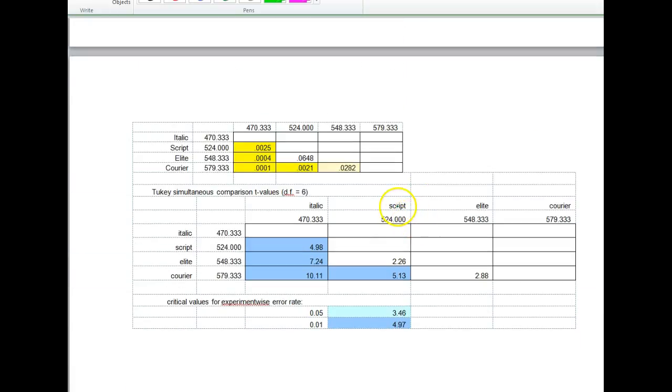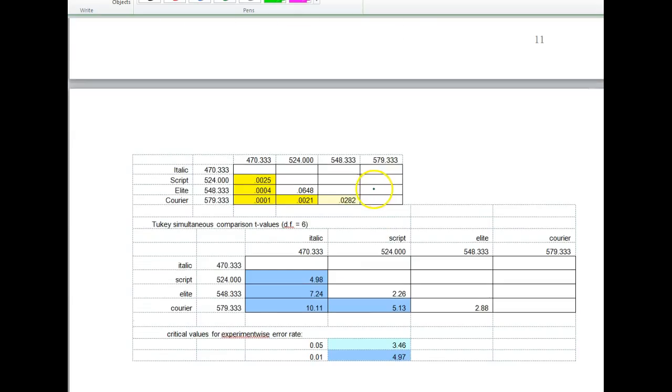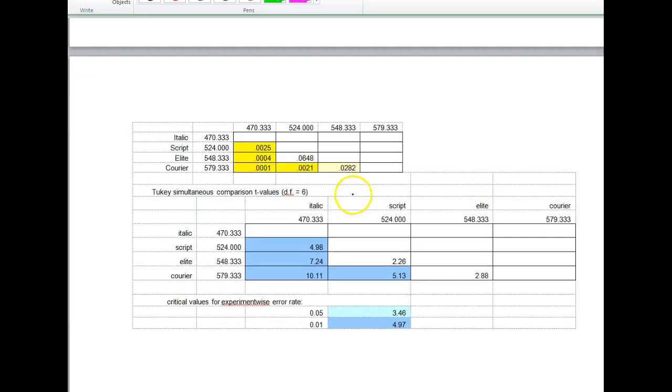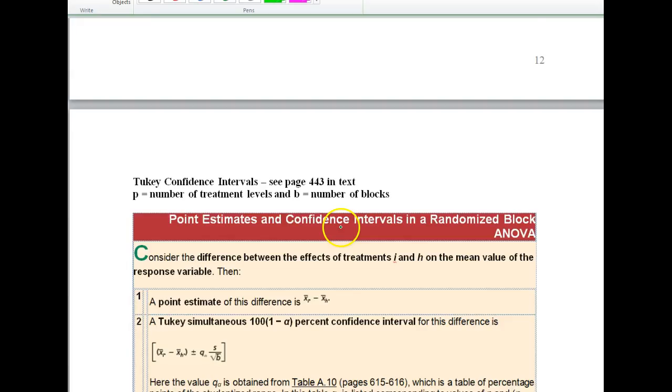Then you can run a similar type of Tukey analysis. I'm not going to go through it because we did it in the last video. You can run a similar type of Tukey analysis or a similar type of pairwise t-tests here that they've done. And yeah, that's that. So that is randomized block.